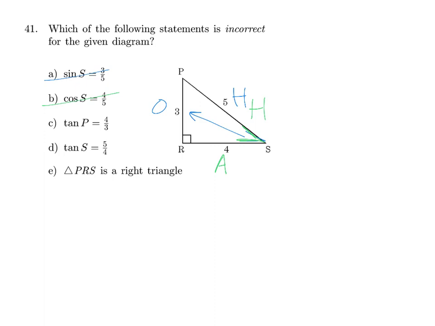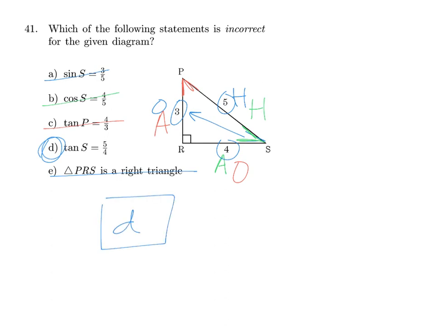Then we have tangent of P. Tangent is opposite, which is 4, over adjacent, which is 3. Then we have tangent of S, which is opposite 5. Oh, there's one that's wrong. And triangle PRS is a right triangle. Yeah, it's 3, 4, 5. Satisfies the Pythagorean theorem, so it's a right triangle. So D is incorrect. Done.